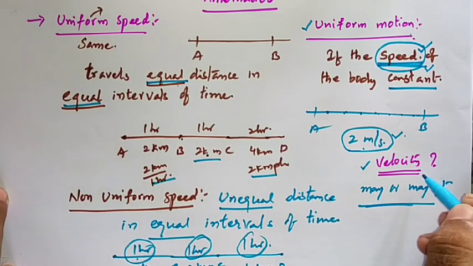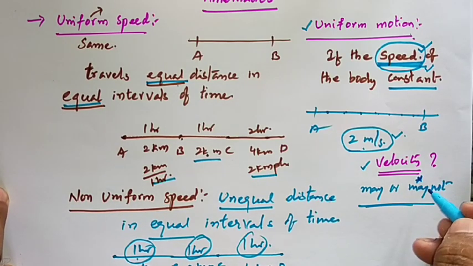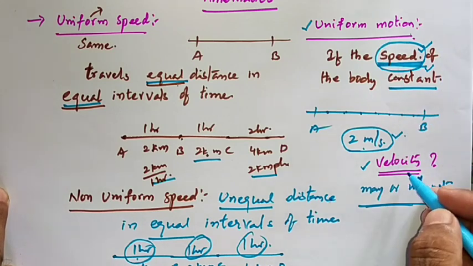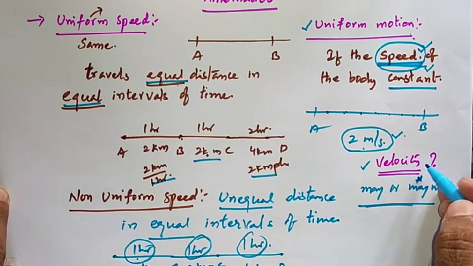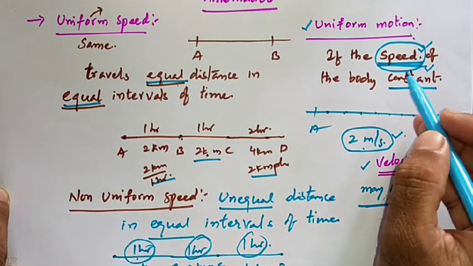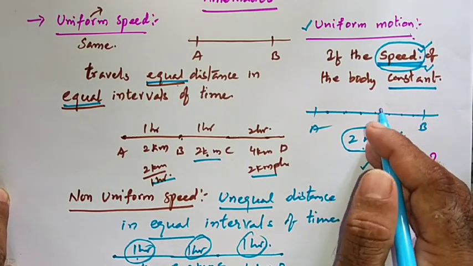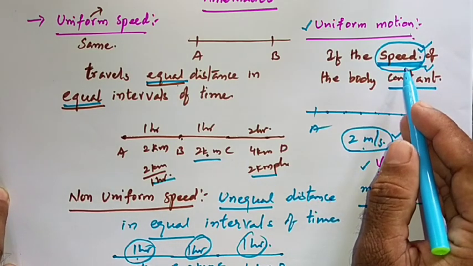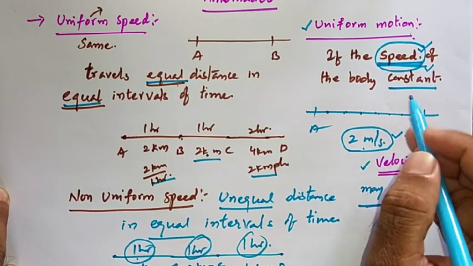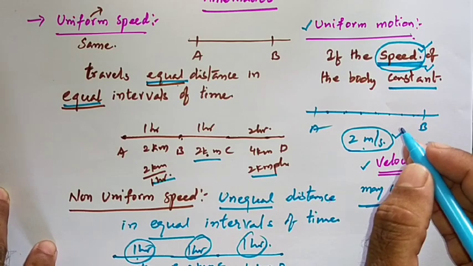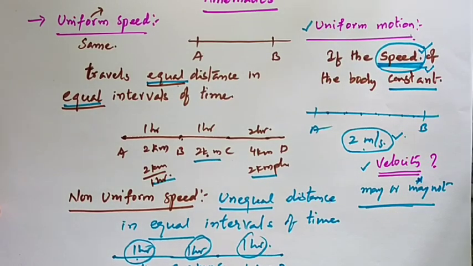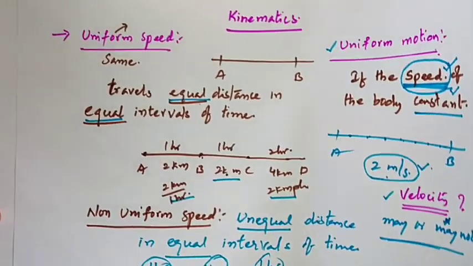Very, very important this is. In uniform motion, is velocity constant or not? We cannot say. If the body moves in a straight line, velocity is constant, because velocity is a vector quantity and has direction. But in uniform motion, only magnitude is defined. Speed has only magnitude. So in uniform motion, the speed of the body is constant.